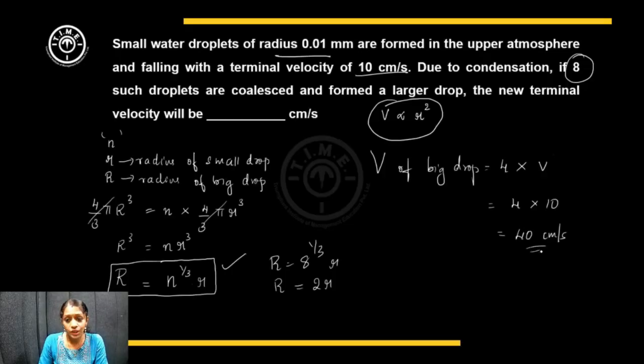No need of any unit conversions because in the question you are asked to find out the answer in centimeter per second itself. And also here you don't have to use this data regarding radius, isn't it? If you are doing it this way using this relation, there is no need of substitution of radius as well. Okay, so we can easily solve the question. Hope the solution is clear.